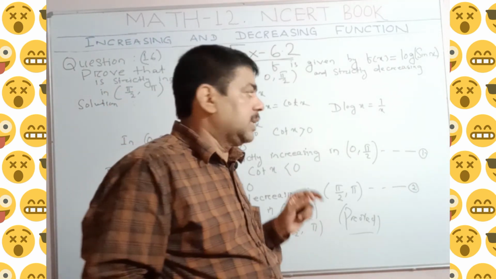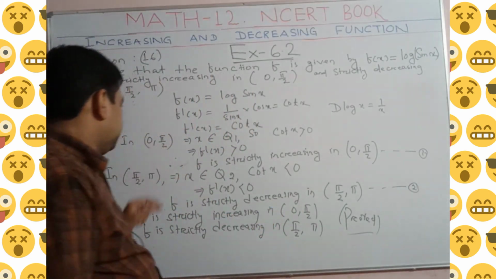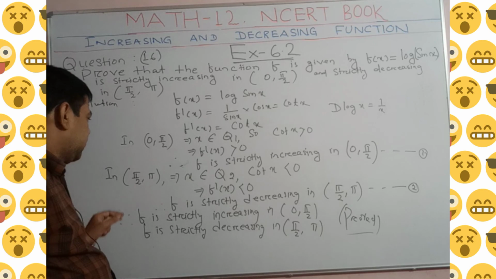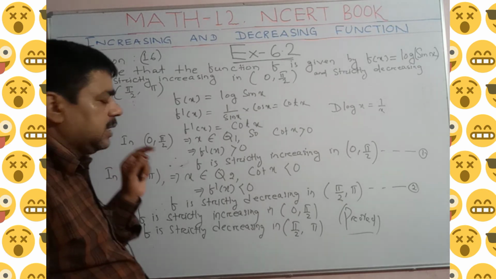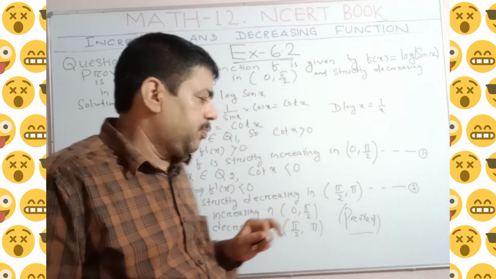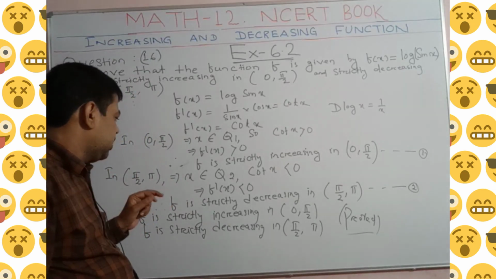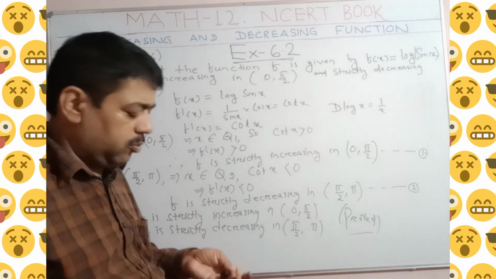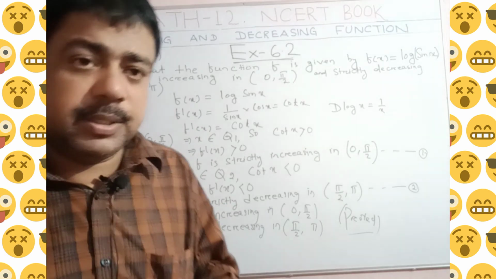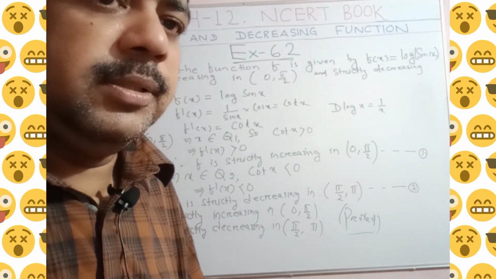Understand? Thus it is clear that in this given particular question, we proved that the function f is strictly increasing in the interval 0 to pi upon 2, and the function f is strictly decreasing in the interval pi by 2 to pi. Okay, understand? Is it clear? Okay, thank you.